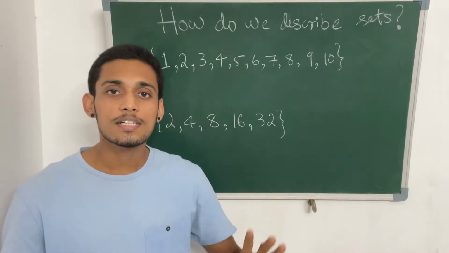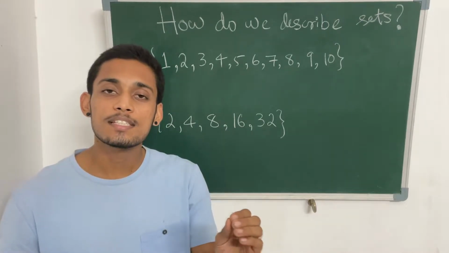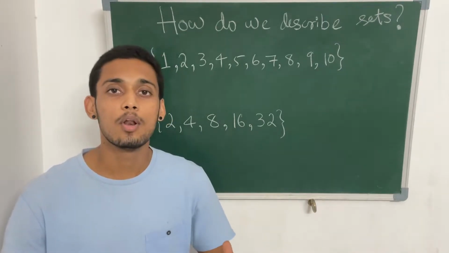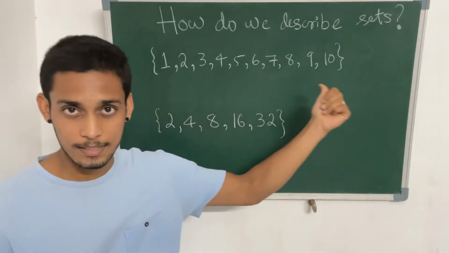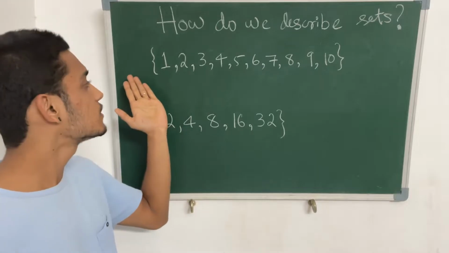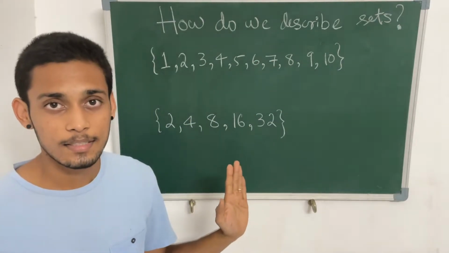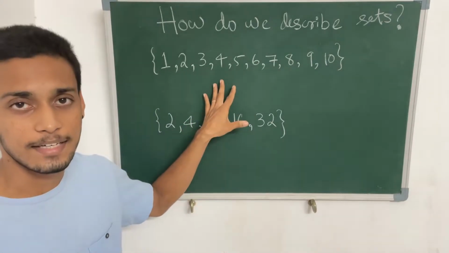So the simplest way is to just list out all the members that belong to that set. For example, this is a set. It has the numbers 1 to 10 inside it. So this is a simple way of writing it.